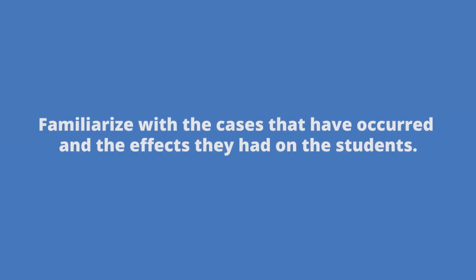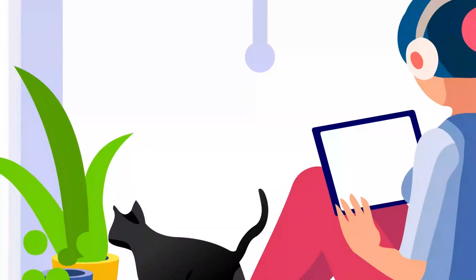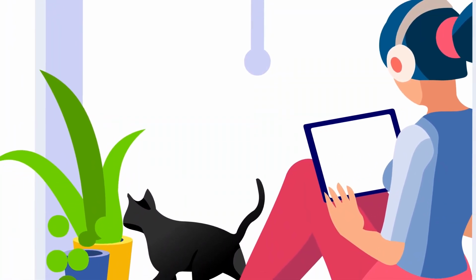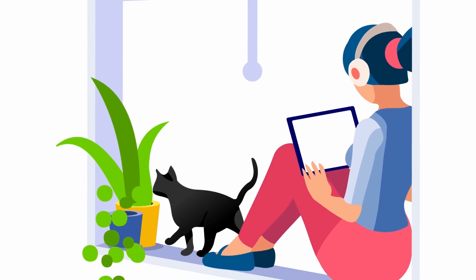They should learn and understand the risks that students may face online. One way to do this is to familiarize themselves with the cases that have occurred and the effects they've had on the students. Secondly, the parents should set reasonable guides and rules when it comes to computer use. This can be the time to use the computer. This will ensure that the students don't spend too much time on the internet and will curb internet addiction.